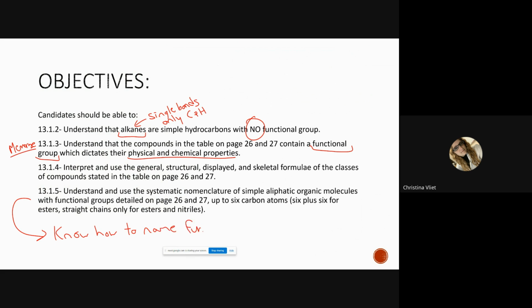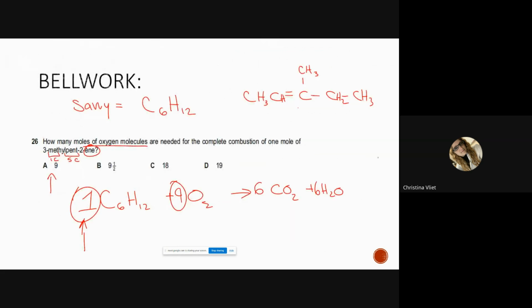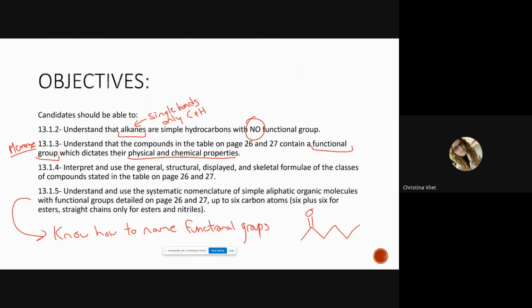Functional groups. By the end of today's lesson, you will know how to name things like this. It's a ketone, you're right. It's a ketone. Now, naming it.